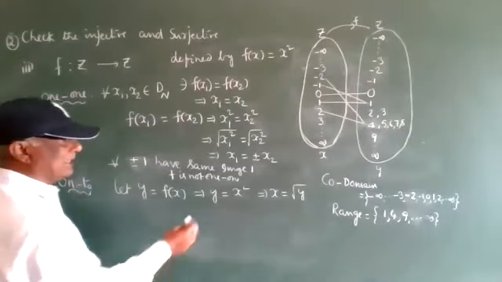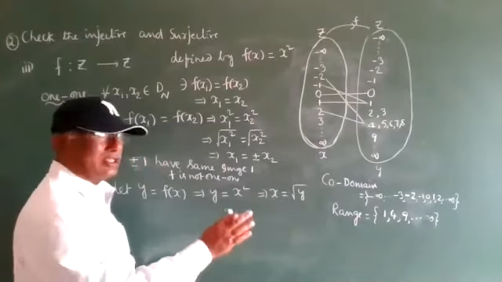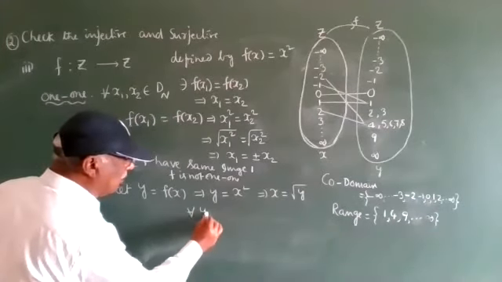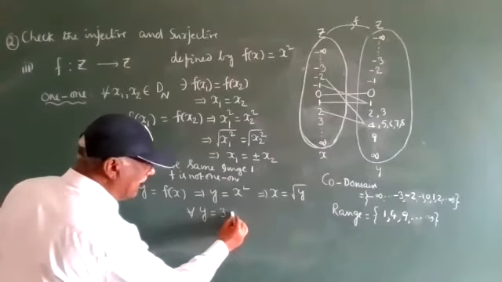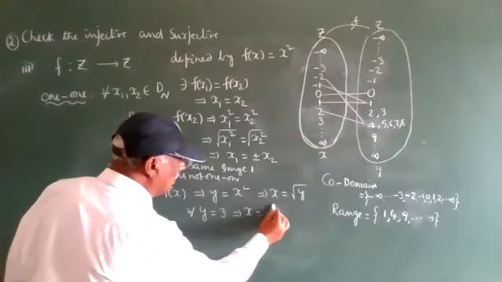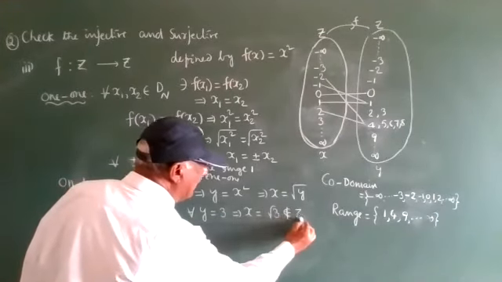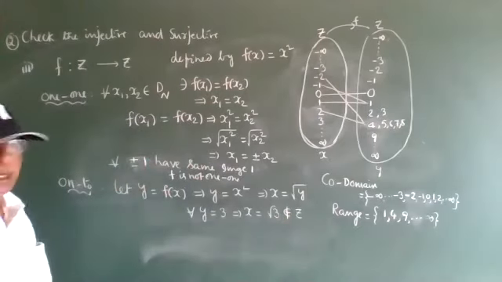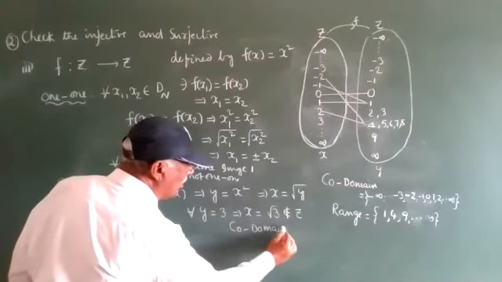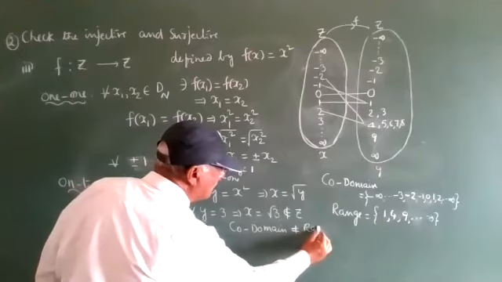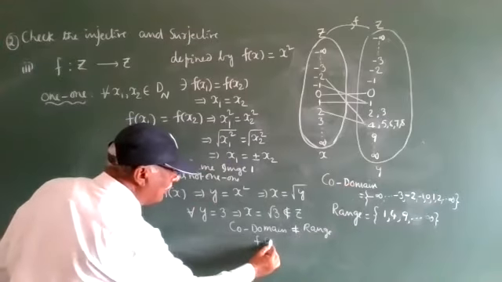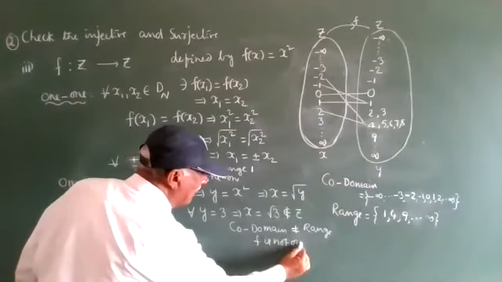Here you see x square. Range is not equal to codomain. For example, for y is equal to 3, that implies x is equal to root 3. Root 3 is not an integer. Now write down: codomain is not equal to range. Note down this one, codomain and range are not equal. f is not onto. Clearly understand now?